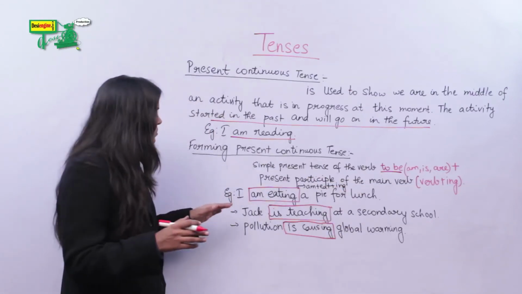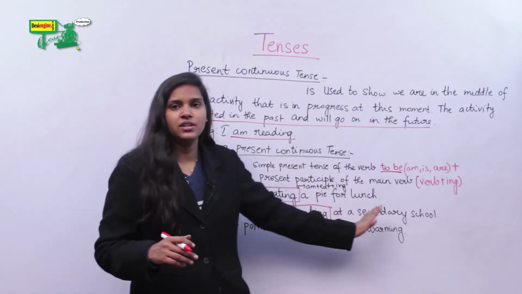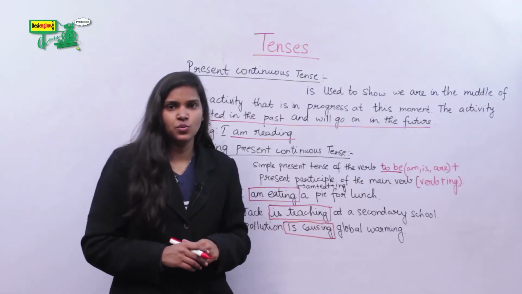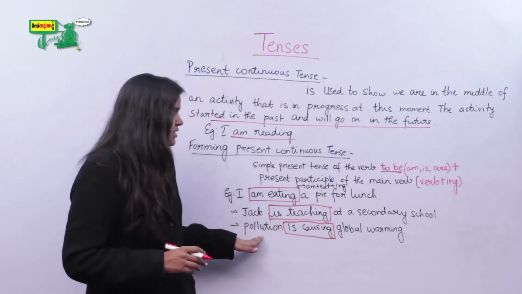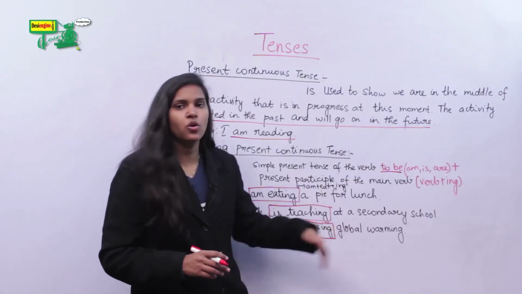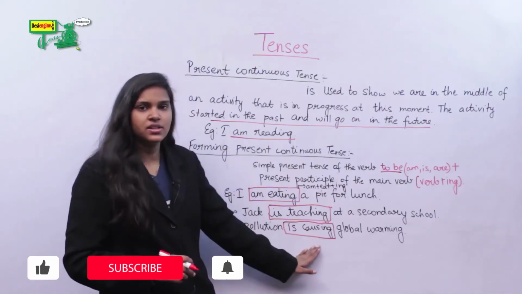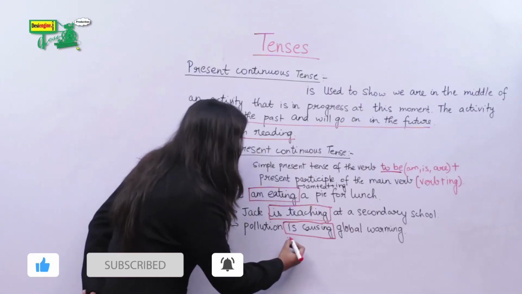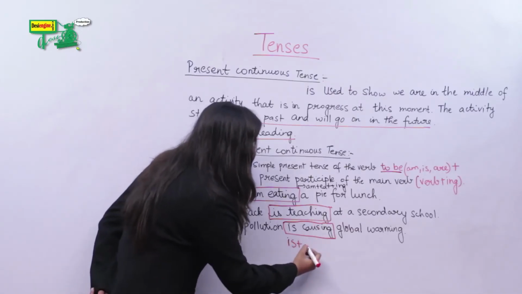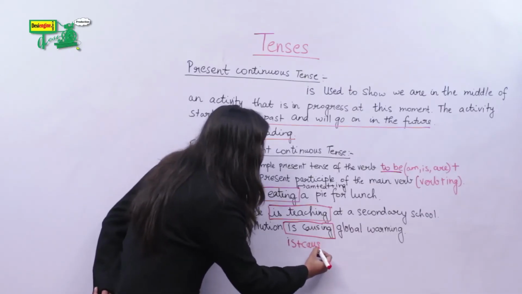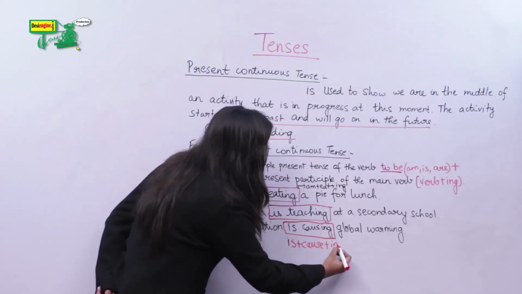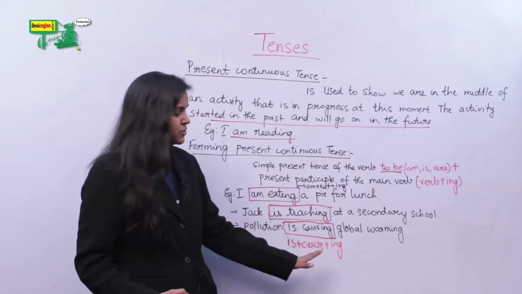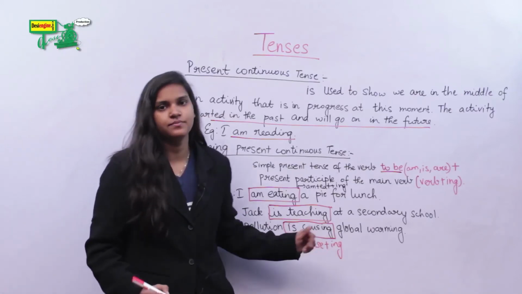Let's take another example. Jack is teaching at a secondary school. Is teaching is my present continuous verb. Next sentence, pollution is causing global warming. Is causing is my present continuous verb, which is formed by adding is plus the main verb cause, plus ing, which makes it causing.